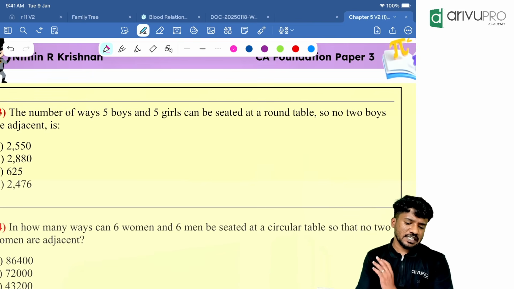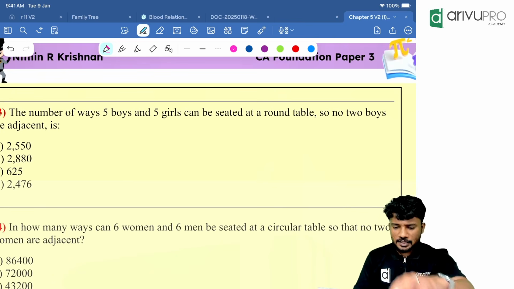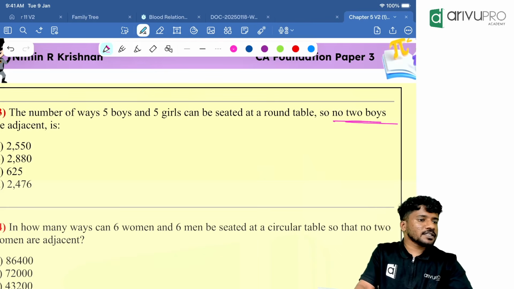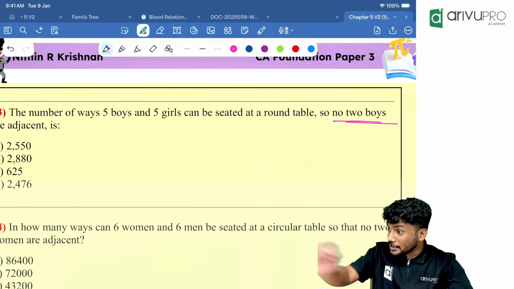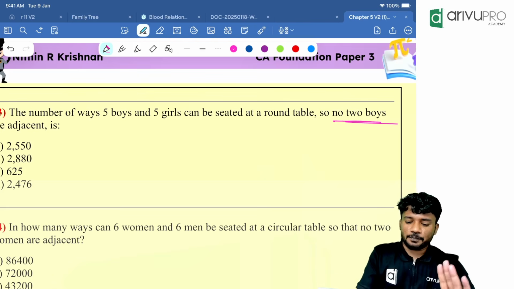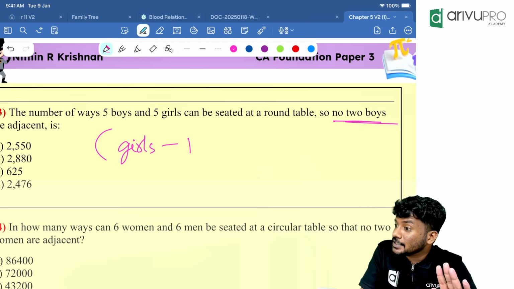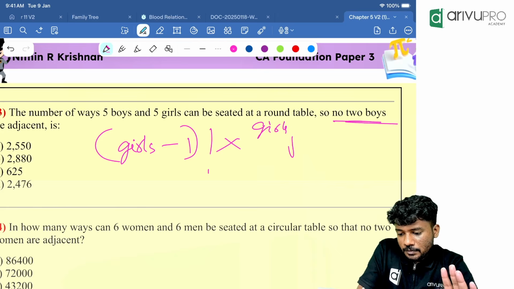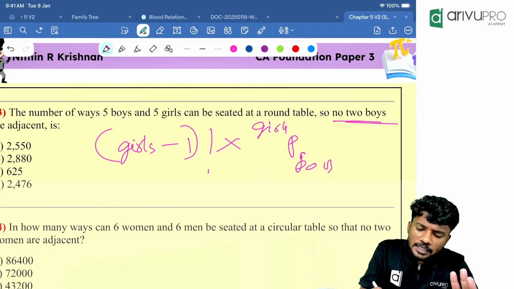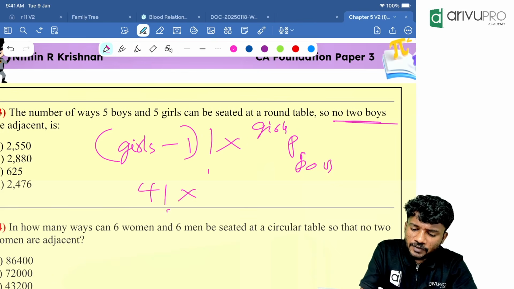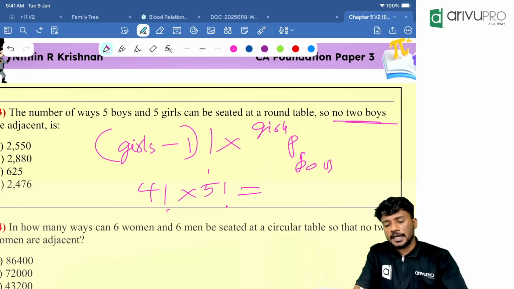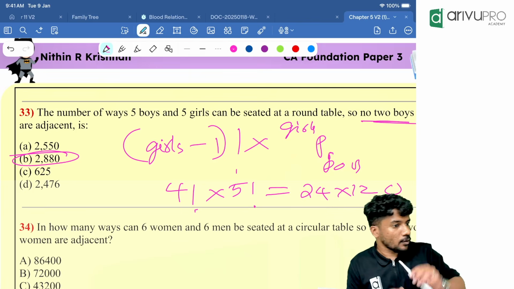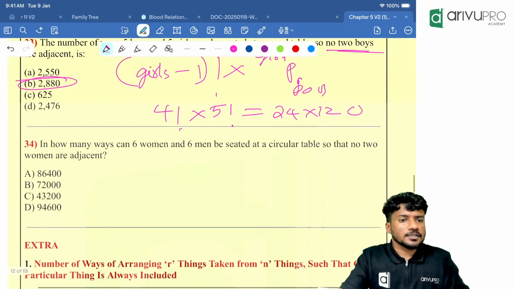The number of ways 5 boys and 5 girls can be seated around a round table, no 2 boys adjacent. No 2 boys adjacent means what? Girls minus 1, since it is circular, into girls P boys. That's all. Now, girls minus 1 is how much? 4 factorial into 5P5, which is 5 factorial. The answer will be 24 into 120, which is 2880. Okay. Similarly, you can do the next set of questions also.